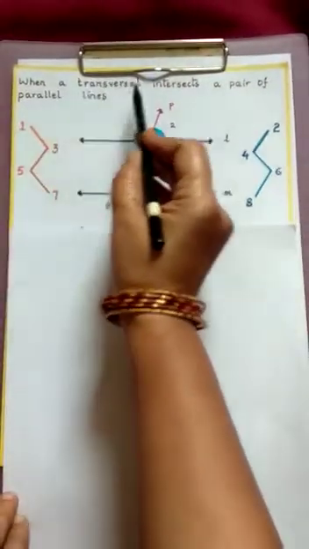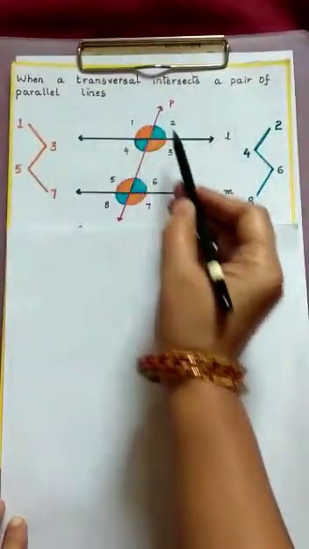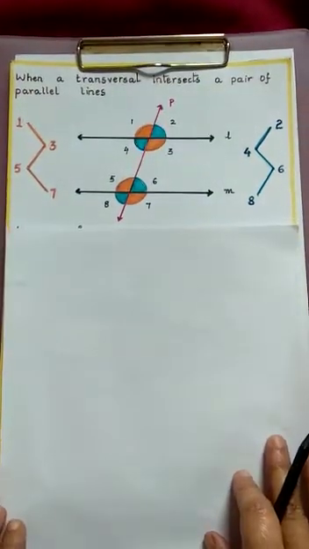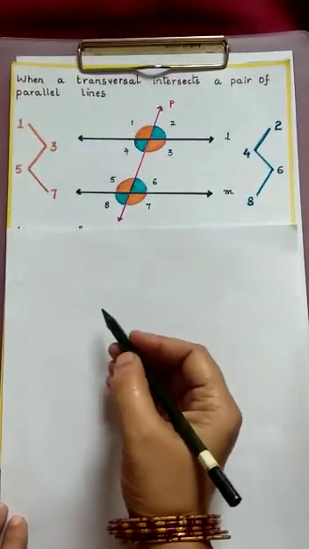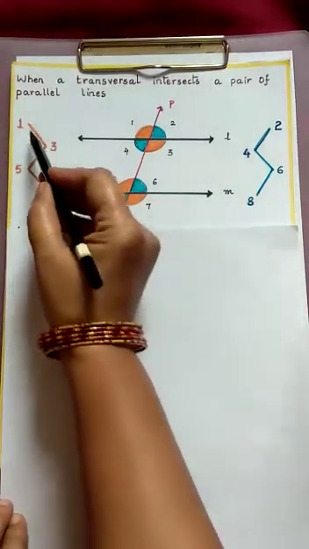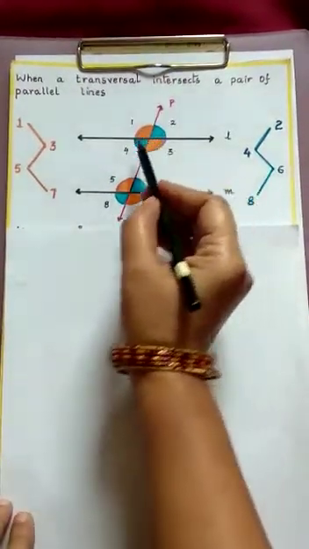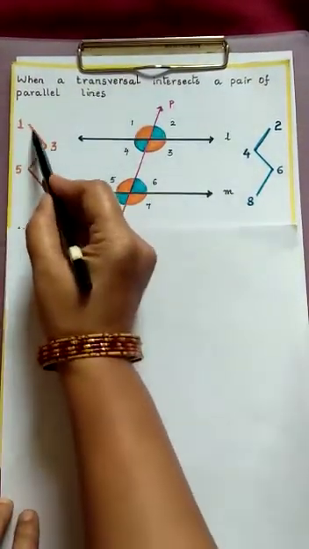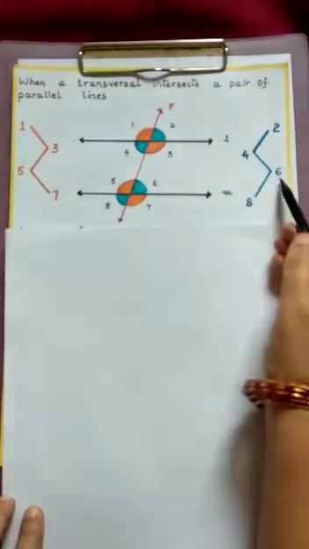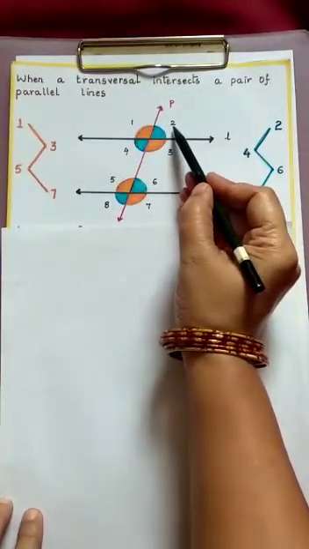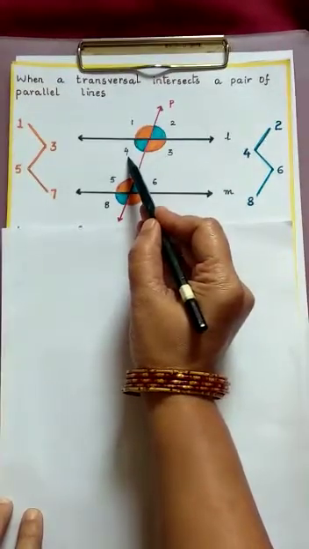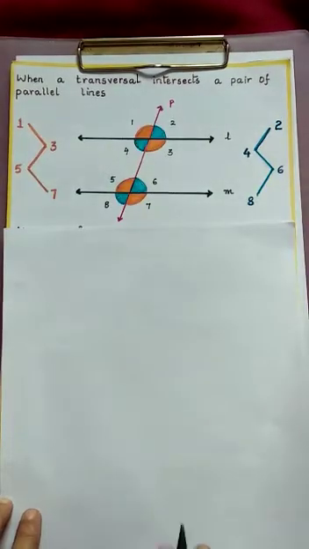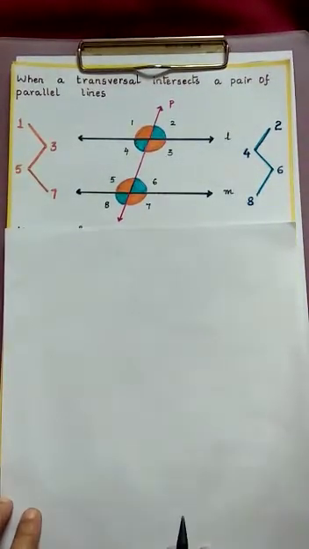Already we discussed, when a transversal intersects a pair of parallel lines, 8 angles are formed. Children, here you see a small technique to remember easily. I drew a zigzag line here. It means that the first angle, third angle, fifth angle, and seventh angle are always equal. Similarly, you see another zigzag line. Second angle, fourth angle, sixth angle, eighth angle. These four angles are always equal. So it is just a small technique.